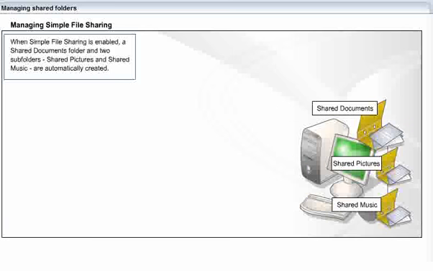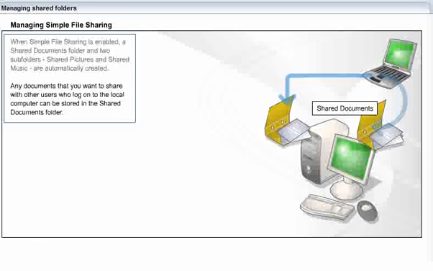When Simple File Sharing is enabled, a Shared Documents folder and two subfolders, Shared Pictures and Shared Music, are automatically created. Any documents that you want to share with other users who log on to the local computer can be stored in the Shared Documents folder.